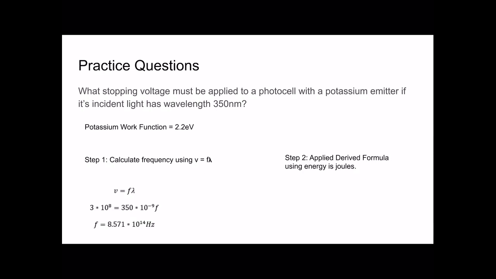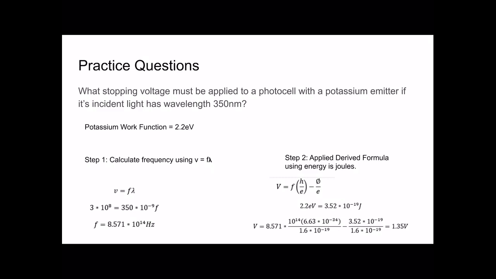Step 2, we can apply our derived formula: V equals frequency times h over e, minus the work function over e. Remember that the energy is always in joules, so we're going to convert electron volts to joules. 2.2 electron volts is equal to 3.52 times 10 to the power of negative 19 joules, and that's the work function of potassium.